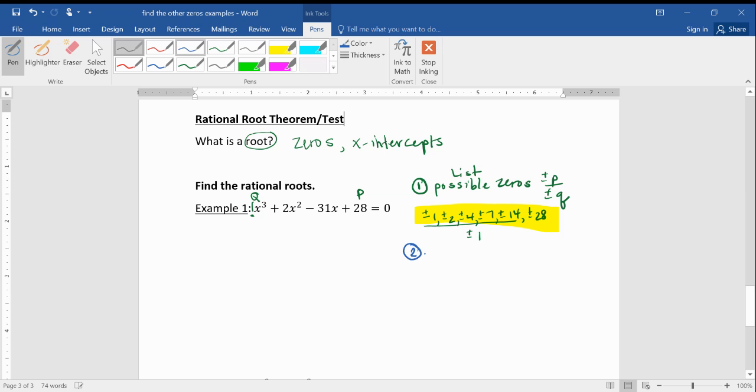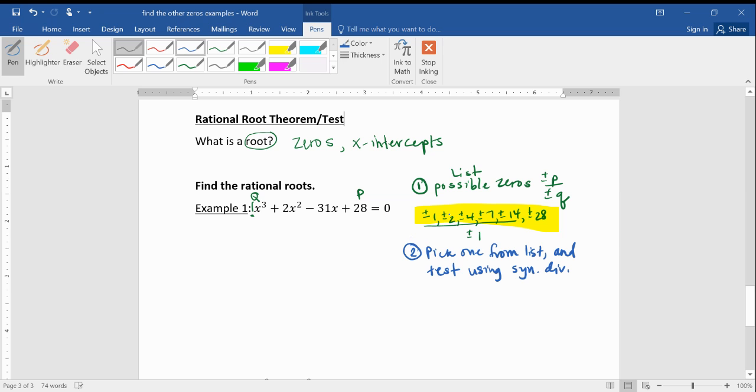Now, number 2, the second thing we're going to do is pick a possible zero. So I'm going to say pick one from the list and test using synthetic division. All right, we're running out of space, so I'm going to abbreviate. I hope you're all okay with that. All right, now here's my personal way of going about this.